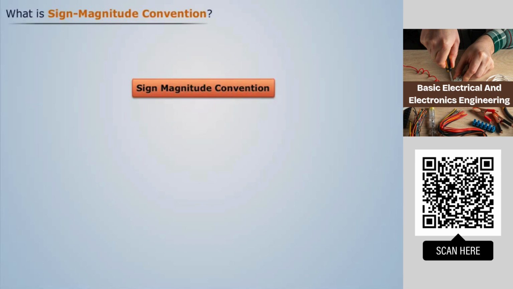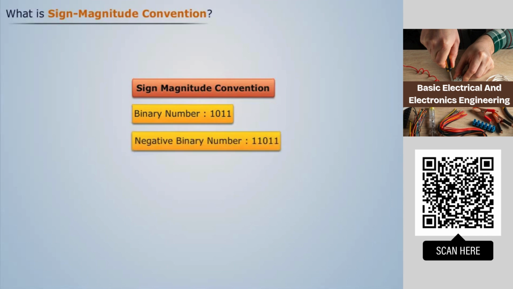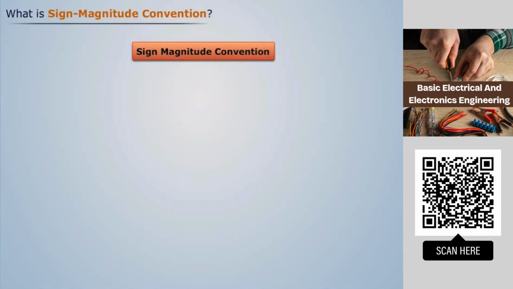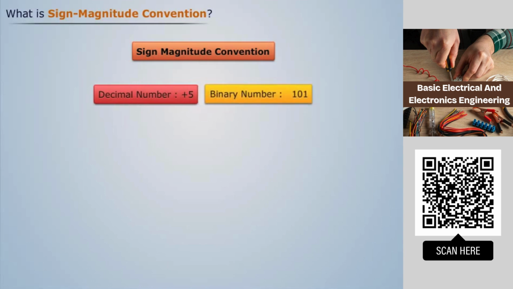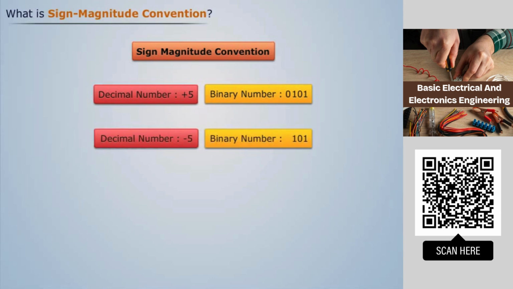In sign magnitude convention, we write the binary number equivalent of decimal number first, and then place 1 to the front of it if the number is negative, and 0 if the number is positive. For example, to represent plus 5, we first write the binary equivalent of 5, which is 101, and then place 0 before the leftmost bit. And to represent minus 5, we first write 101, and then place 1 before the leftmost bit.